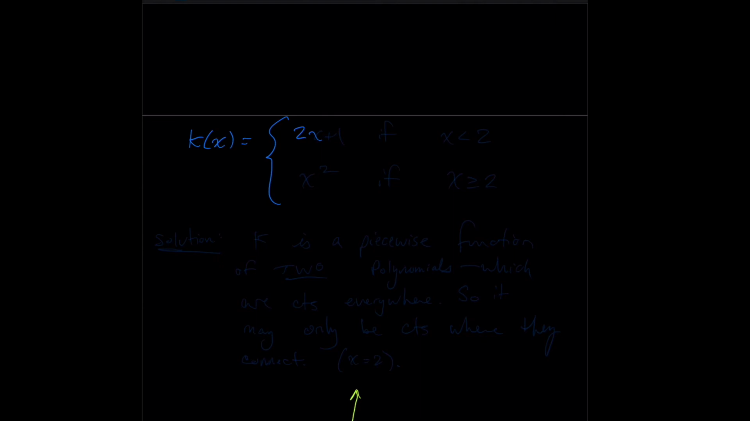Alright, so let's look at a piecewise function. Here k of x is going to be 2x plus 1 if x is less than 2, and x squared if x is greater than or equal to 2.